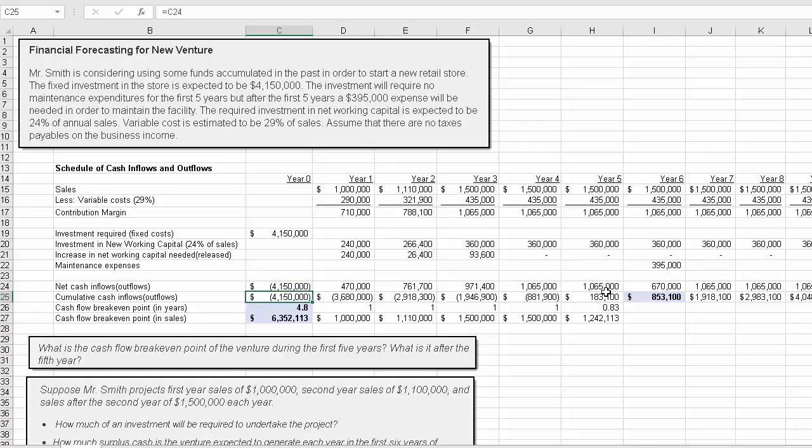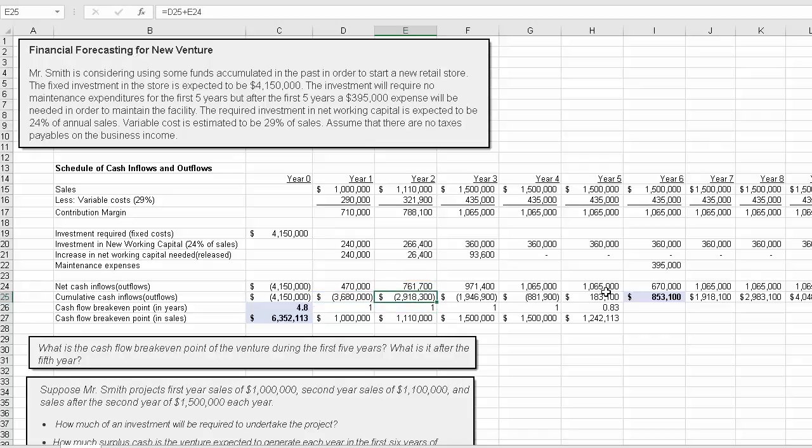Now, we may also want to calculate the cumulative cash inflows to determine break even on a cash basis, right? So we're negative 4150. At the end of year 1, we were positive another $470,000. So if we add the negative $4,150,000 to the $470,000 of positive cash, we're now cumulative negative 3680. Now, I put a 1 down here to say we're 1 year into this. Okay, and we go into the second year, we add the $761,700 of positive cash to the cumulative outflow of cash of $3,680,000.